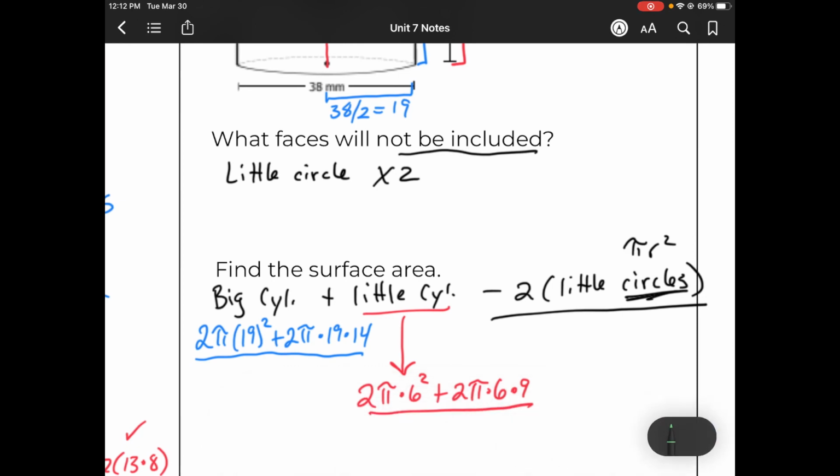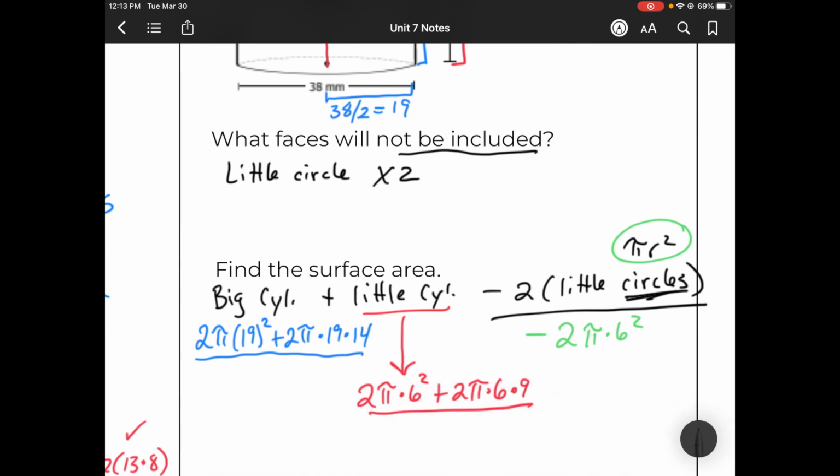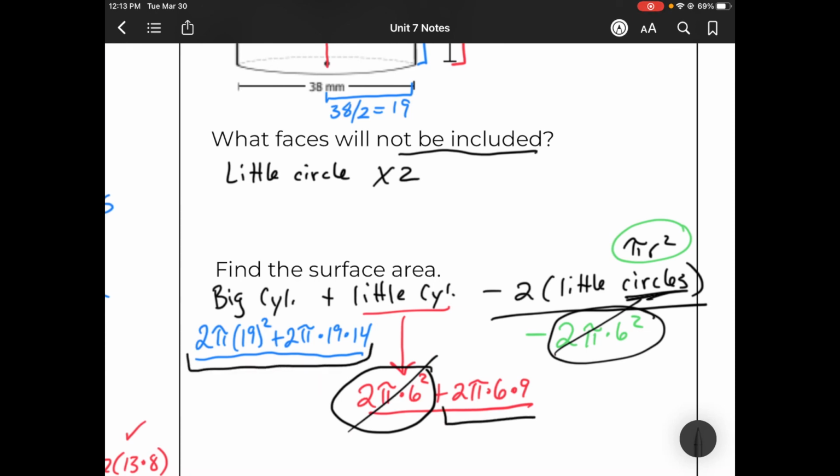And then don't forget, we actually want to subtract 2 little circles. Okay, the little circle is a little pi r squared, so that's the radius 6 again. So we're going to do minus 2 pi times 6 squared. Now there's a couple ways we can do this. What I want you to notice here is this. I'm subtracting 2 pi times 6 squared. I have this part that's 2 pi times 6 squared. So what I could do is just not do those. They cancel each other out. So really, I'm going to do this portion plus what's left of that portion.